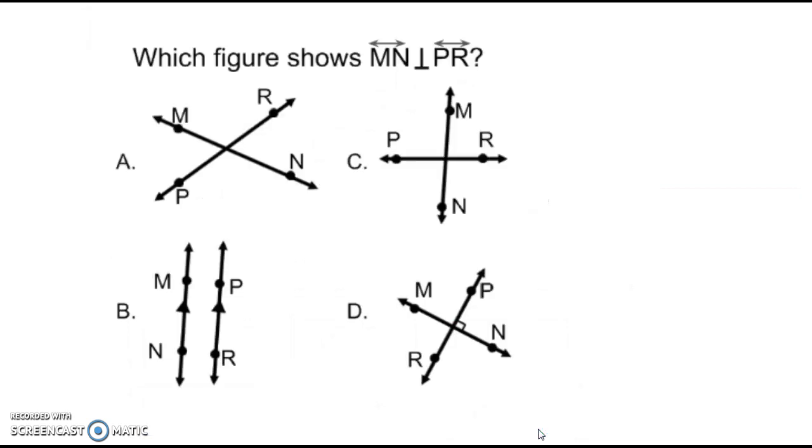Our next question asks us to find the figure which shows line MN perpendicular to line PR. In order to be perpendicular, the lines must intersect. This allows us to remove answer choice B as a possible answer since the two lines do not intersect. Answer choices A, C, and D all have intersecting lines. Perpendicular lines must also form right angles at the point of intersection. I notice that answer choice D shows the symbol for a right angle. Therefore, answer D will be the correct answer.